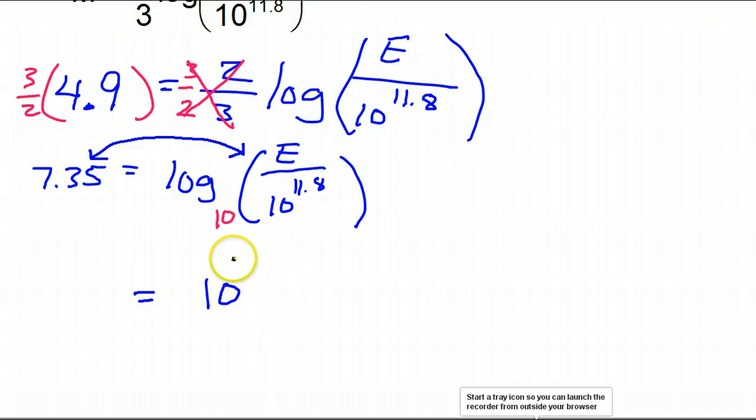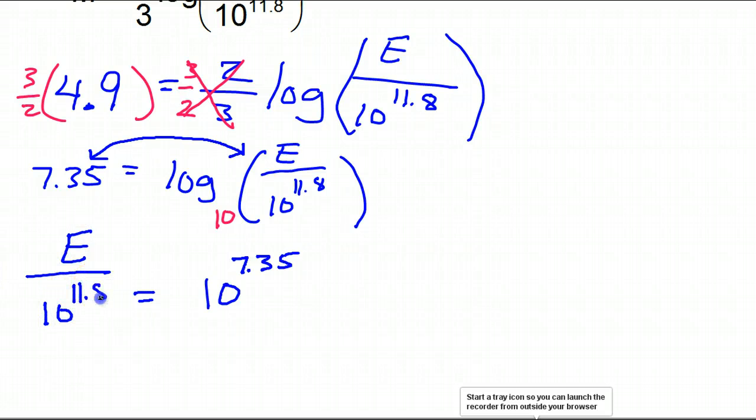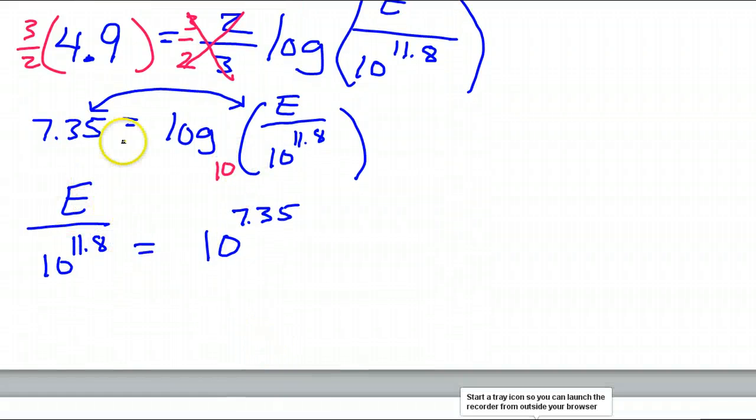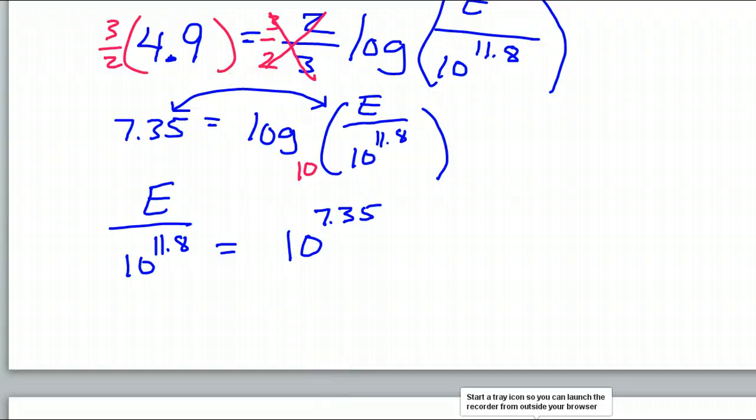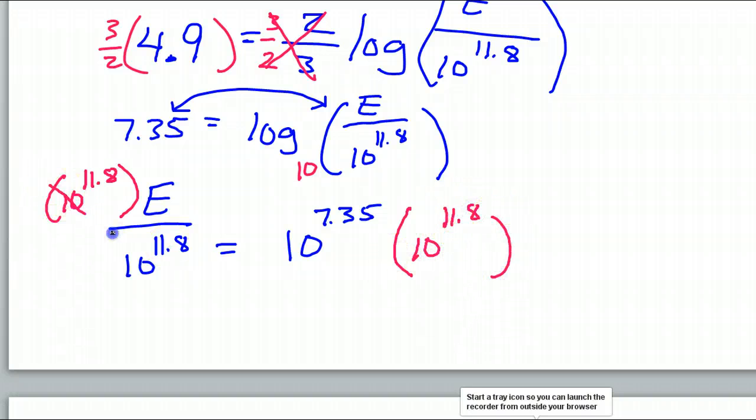So the 7.35 is going to come over here. Now this is exponent form, so it'll be the exponent, base, power. This part is going to come over here, so I'll have E over 10 to the 11.8. So we're almost done. We just have to get E by itself. Well, once again, multiply by the denominator. If I multiply both sides by 10 to the 11.8 power, this pair of 10 to the 11.8s will cancel out. That will leave E by itself. And just put this in your calculator and you're done.